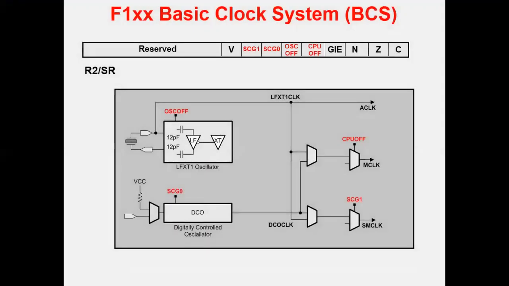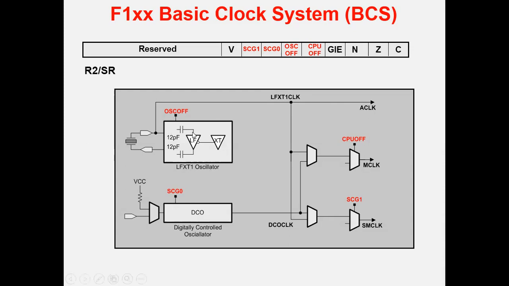If you observe this diagram, this is available for the F1 series. We call it the basic clock system. This is one of the simplest clock modules available for the MSP430. If you observe this diagram, the ACLK, MCLK and SMCLK are produced by the clock module. And ACLK comes from the LFXT1 oscillator, which is nothing but a low frequency crystal oscillator.